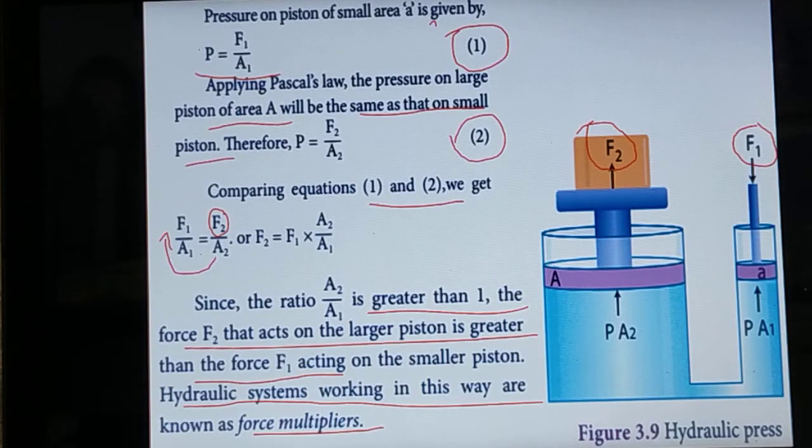Then how the force we apply on the smaller cross-sectional area is multiplied at the other end, which has the larger cross-sectional area, A. This we discussed in the last class. That's why the hydraulic press is called what? Force multiplier.